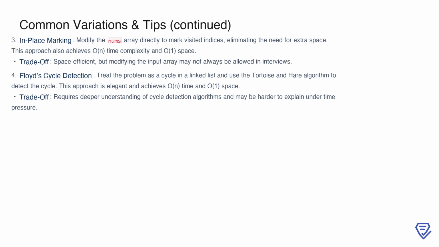Alternatively, you can use in-place marking, where the nums array itself is modified to track visited indices. This eliminates the need for extra space, achieving O(1) space complexity alongside O(n) time. However, modifying the input array might not always be allowed in interviews, so be sure to ask the interviewer if this is acceptable. Lastly, there's Floyd's tortoise and hare algorithm, a more advanced technique that treats the problem as cycle detection in a linked list. This approach is elegant and achieves O(n) time in O(1) space, but it requires a deeper understanding of cycle detection and might be harder to explain under time pressure. Choosing the right approach depends on the constraints and the interviewer's expectations.